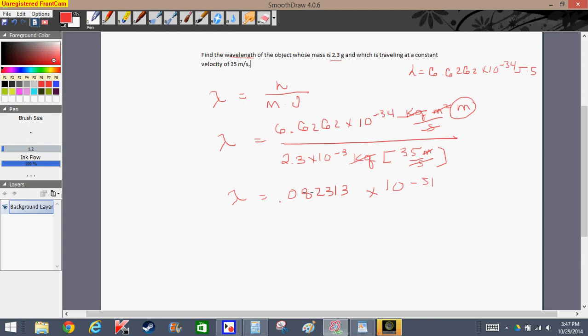So now we can say that lambda is going to be equal to 8.2313. We just moved the decimal 2 places. And because we made this 2 decimal places bigger, we have to make the exponent 2 places smaller. So this is going to be 8.2313 times 10 to the negative 33. And again, we're talking about this in terms of meters.